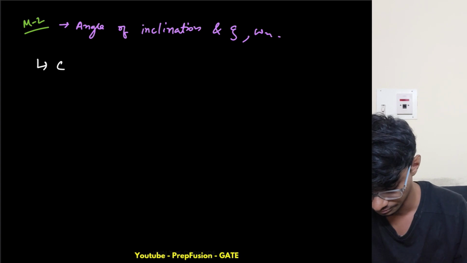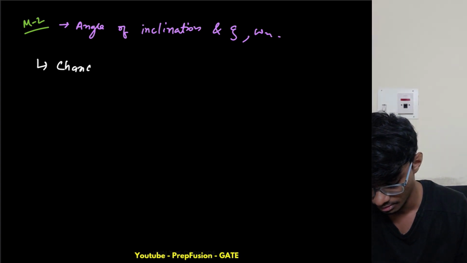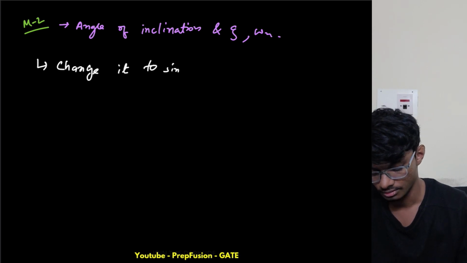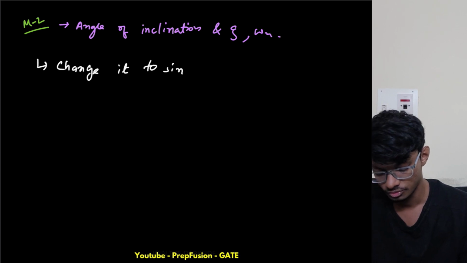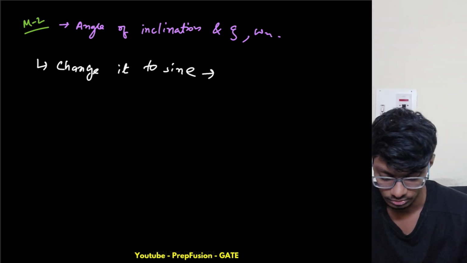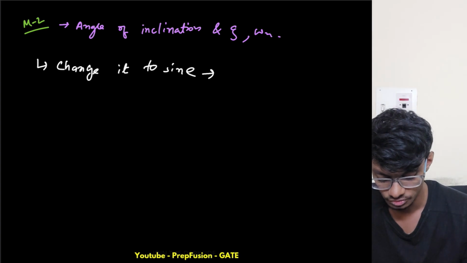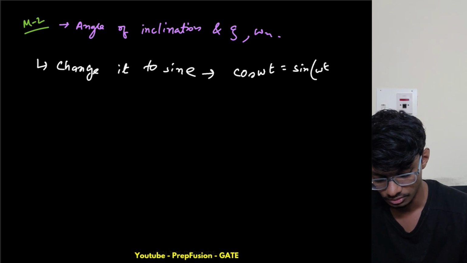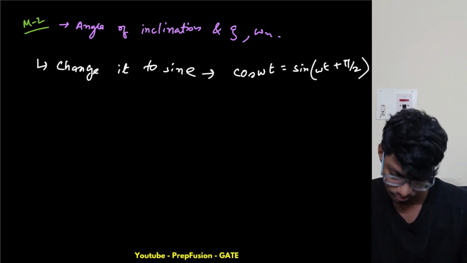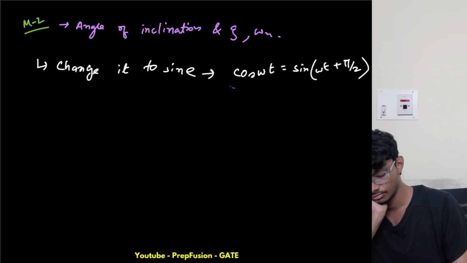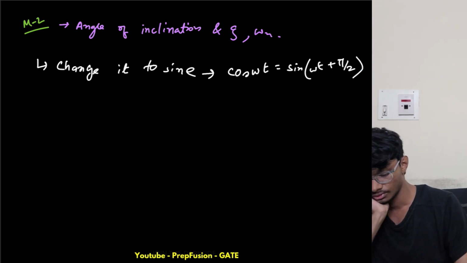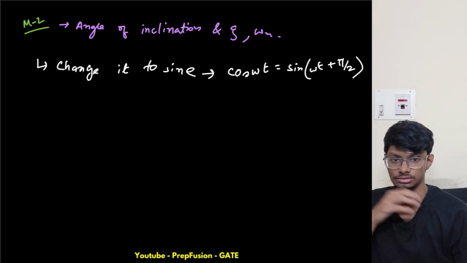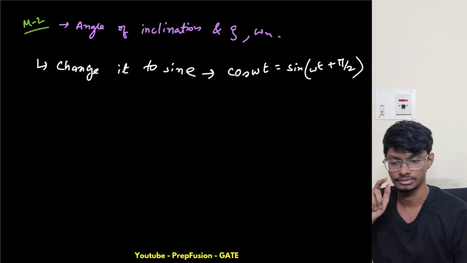Basically, what is this? I have written this relationship many times. So this is basically cos omega t equals sine omega t plus pi by 2. Now I will replace that, cos omega t equals sine omega t plus pi by 2.